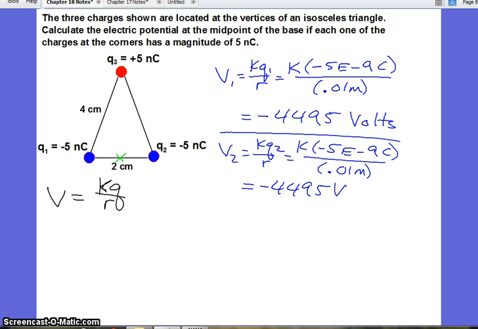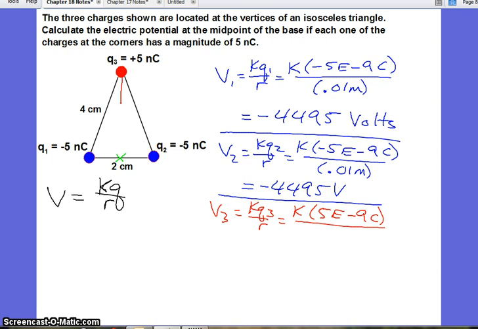And then we want to find the electric potential from the third charge, KQ3 over R. K is again 8.99 times 10 to the 9th, newtons times meter squared per coulomb squared. Charge is a positive 5 times 10 to the negative 9th coulombs. And the distance, well, we don't know the distance, so we're going to have to calculate it.